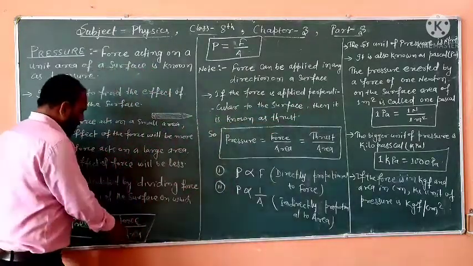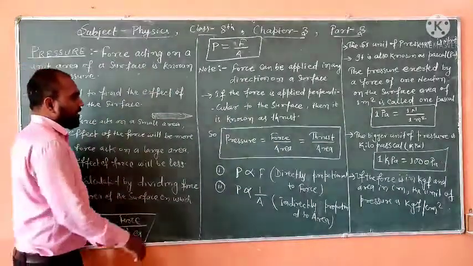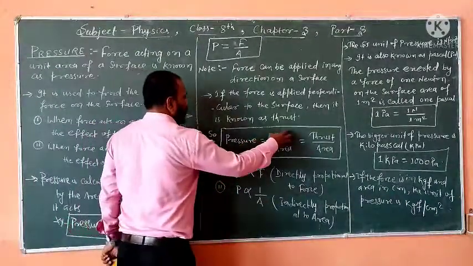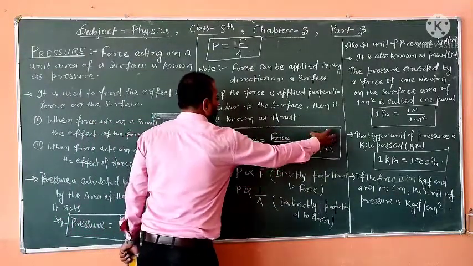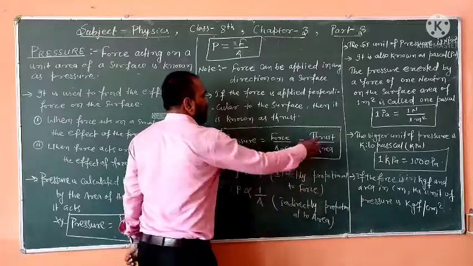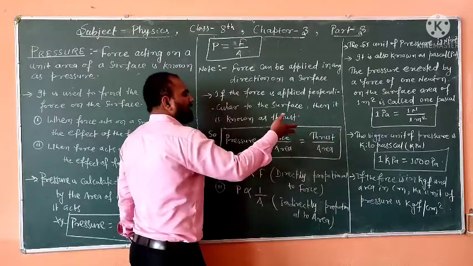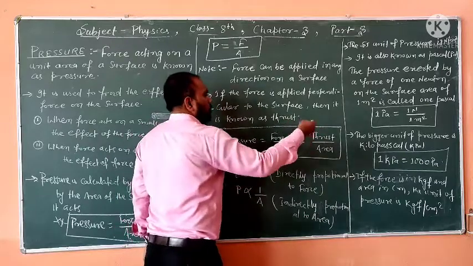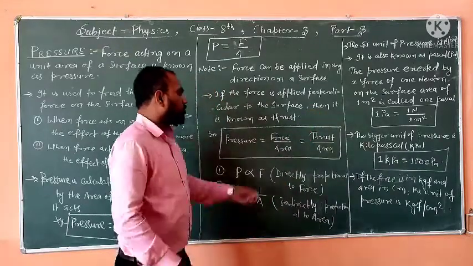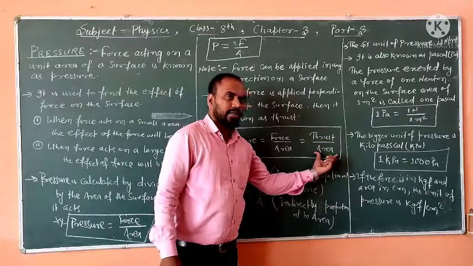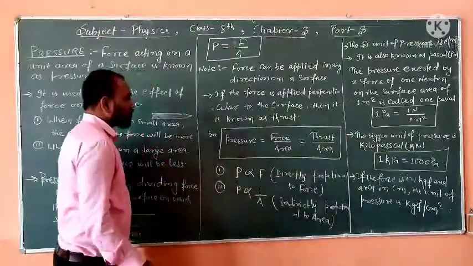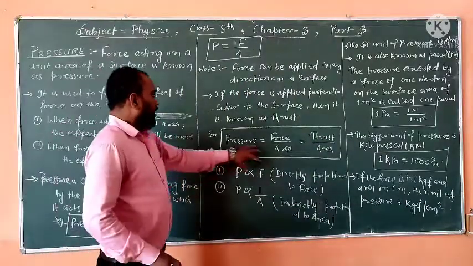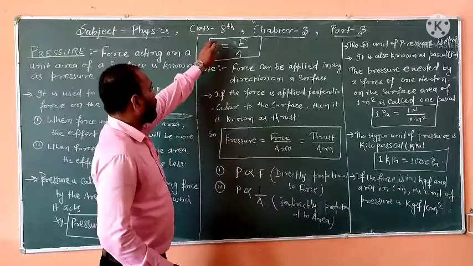So, this formula will be changed: pressure is equal to force upon area. By replacing force, you might put thrust, because thrust is a special force which is perpendicular force. So, thrust upon area. Do you understand here? So, we have got a formula for pressure.